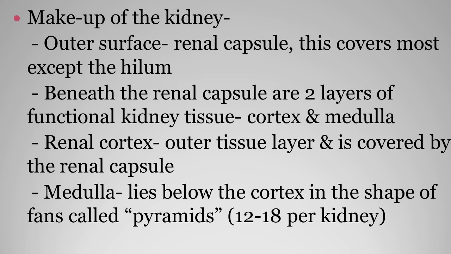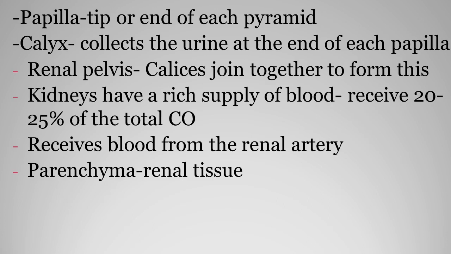The medulla lies below the cortex, so you're getting more inward in the kidney, in the shape of fans called pyramids. Each kidney has about 12 to 18 of these pyramids. At the end of each pyramid is the papilla, and further inward you have your calyces, or calyx, which collects the urine at each of the papilla. Now you're in the renal pelvis, and within that renal pelvis are those calyces that join together to form it.